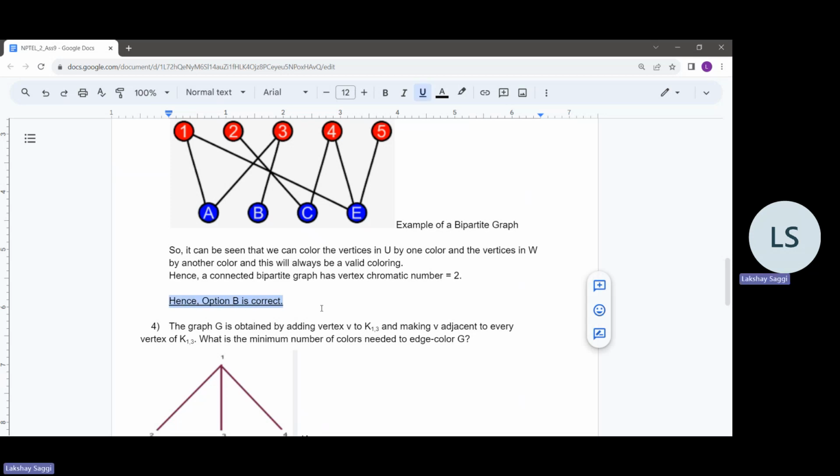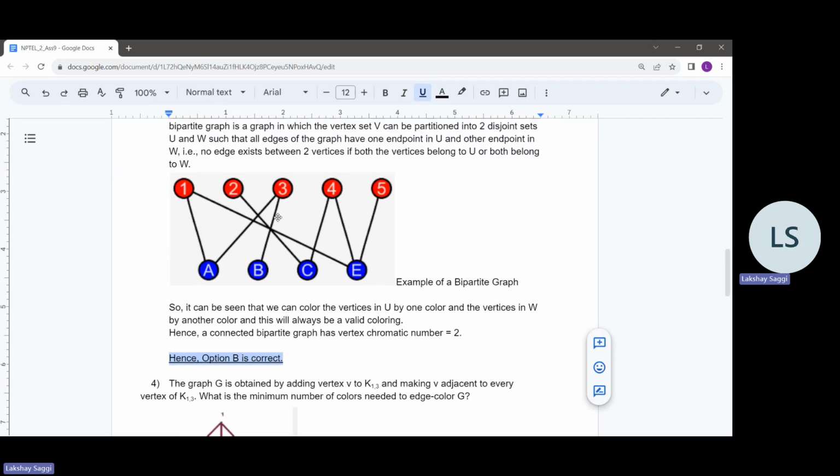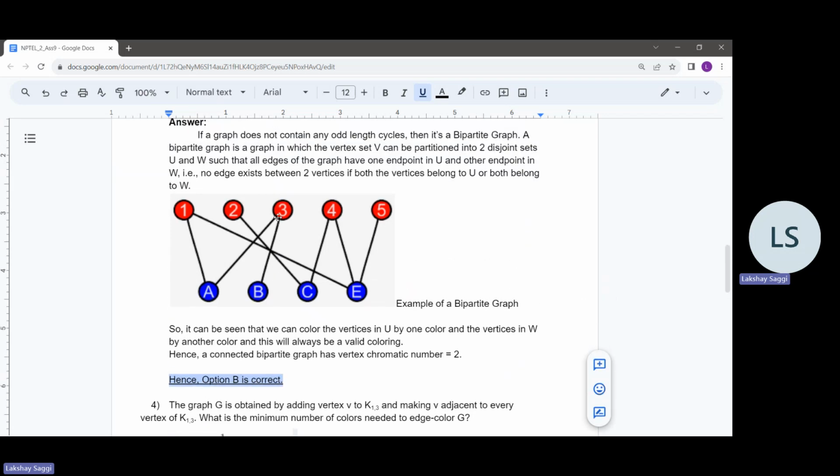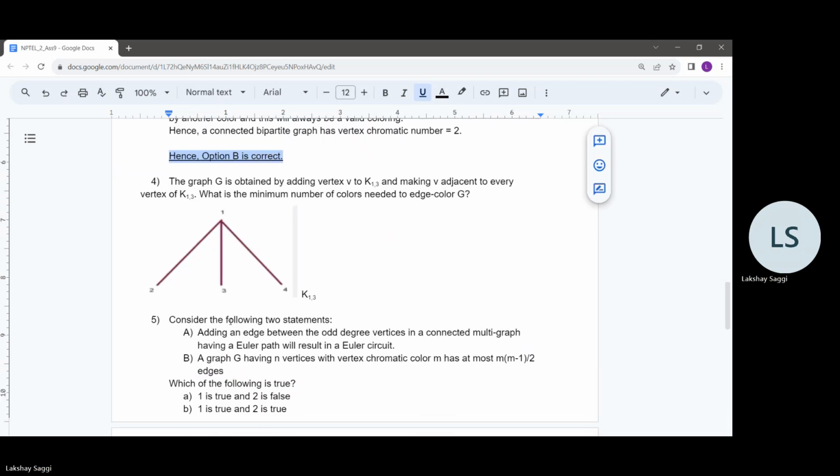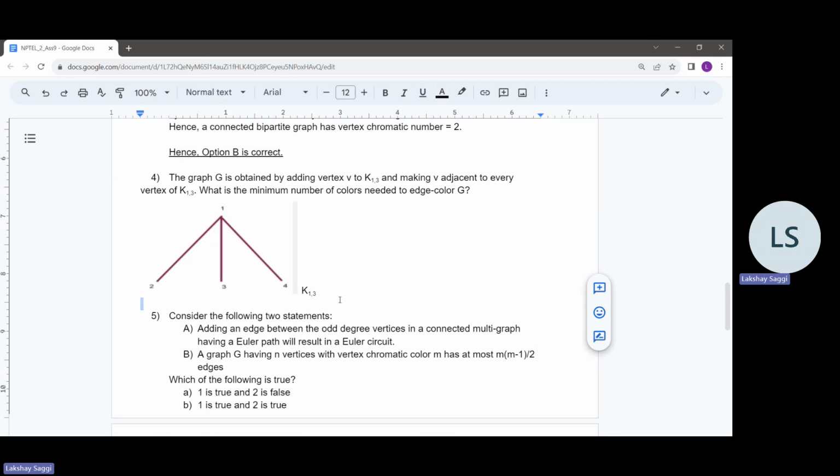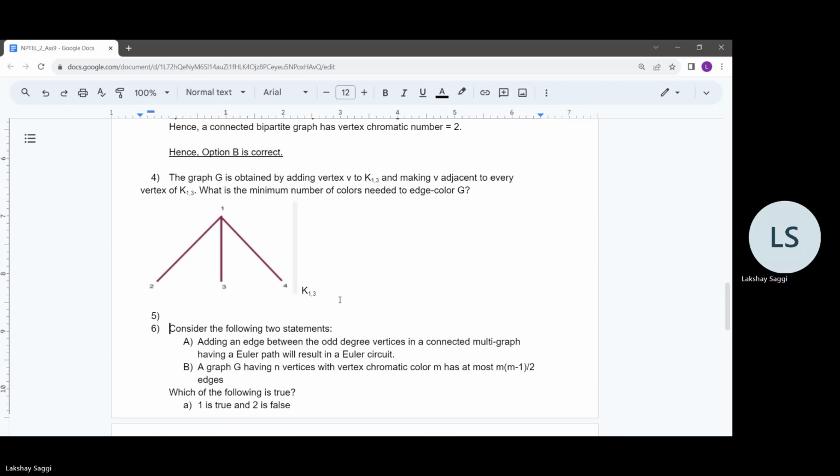So yeah, I hope everyone appreciates the beauty of bipartite graphs. They appear in a lot of contexts in computer science. So you should be familiar with bipartite graphs and their properties. So let's just come to question 4. Let's come to question 4 then.